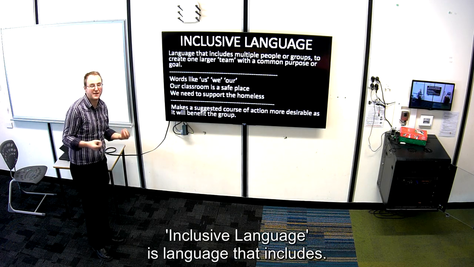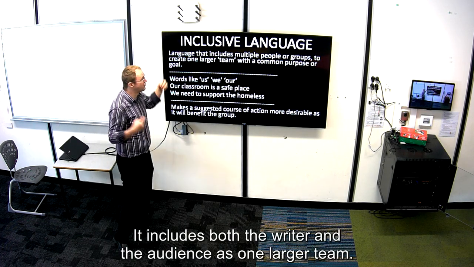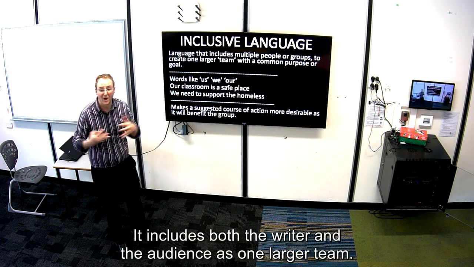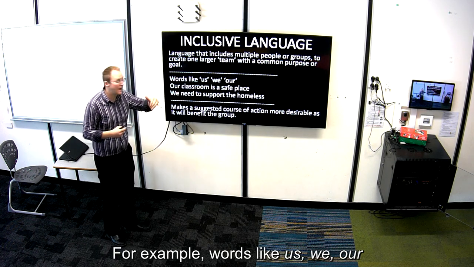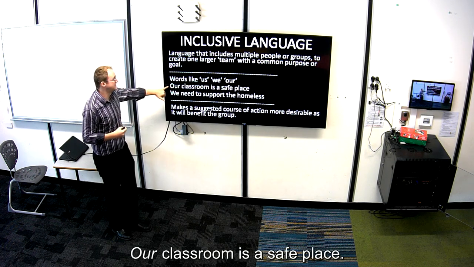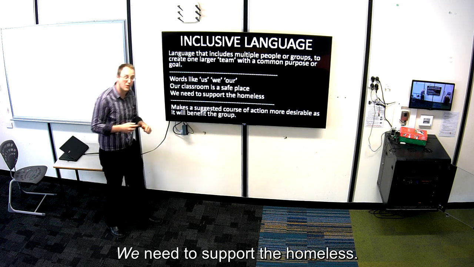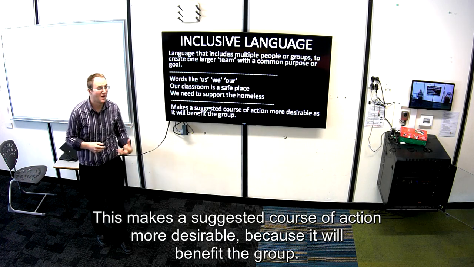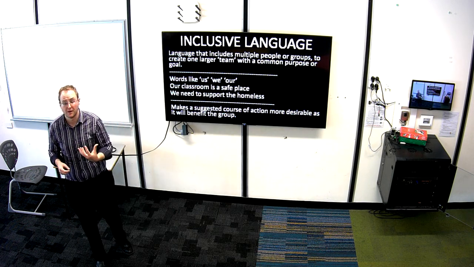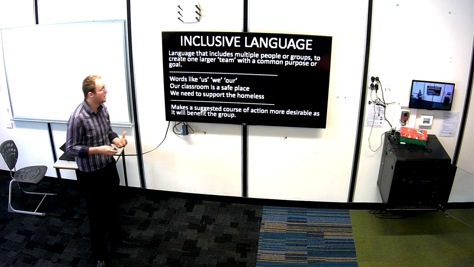Inclusive language is language that includes. It includes both the writer and the audience as one larger team. For example, words like us, we, our. Our classroom is a safe place. We need to support the homeless. This makes a suggested course of action more desirable because it will benefit the group. It includes the writer and their suggestion as part of the group.